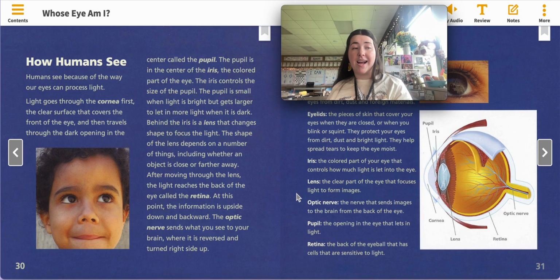So that's a lot of facts about eyeballs. We've learned a lot. This is really an informational text because it packs so much information into a story. We learned about so many different animals and their eyeballs.